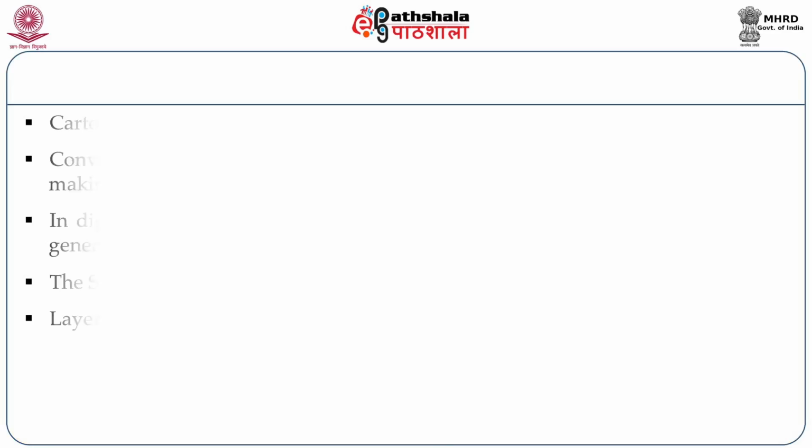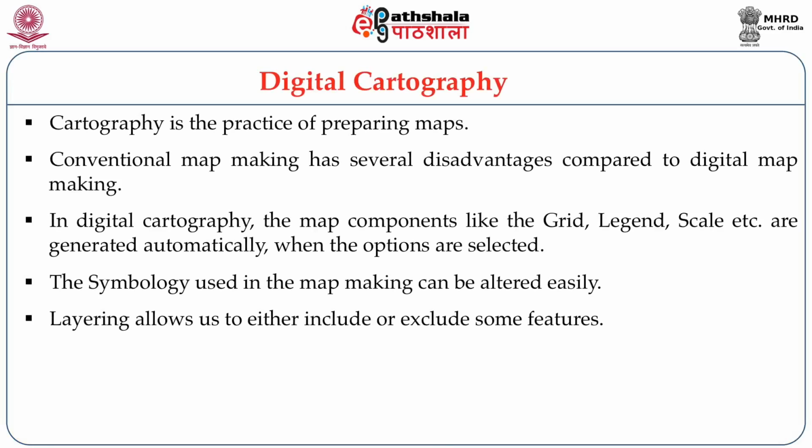And also usually the digital maps have layering. So layering is a very advantageous feature because it allows us to either include or exclude some features. Depending on the purpose, depending on the need, we can either make some layers active or suppress some layers. So that is possible with digital cartography.